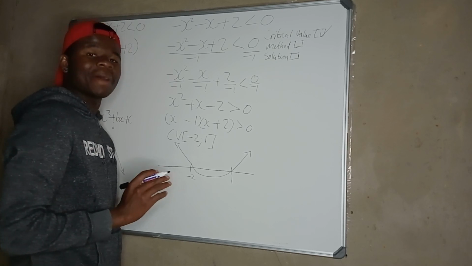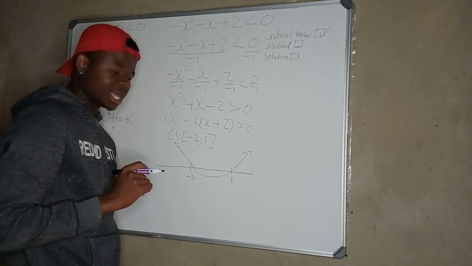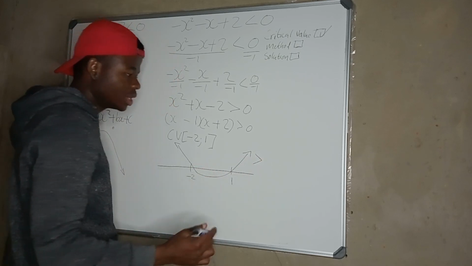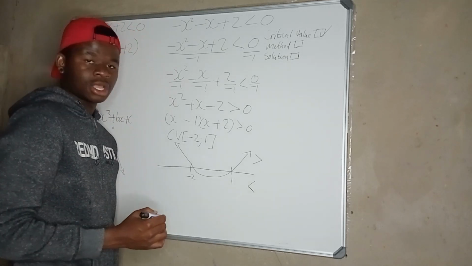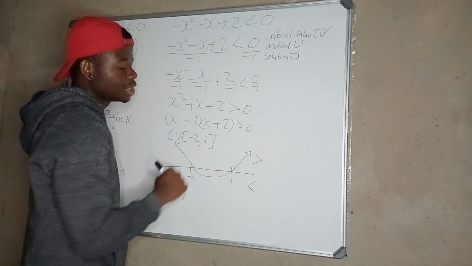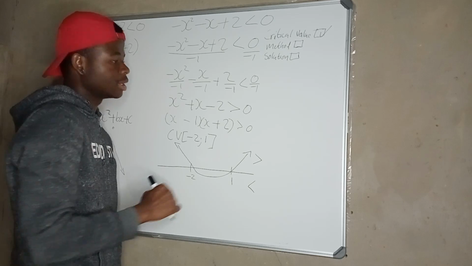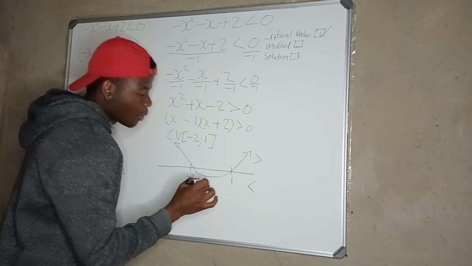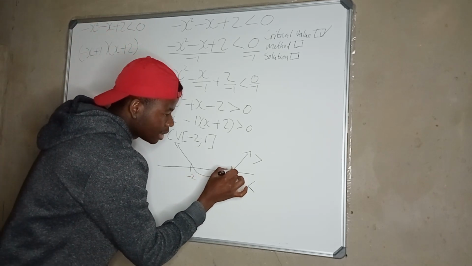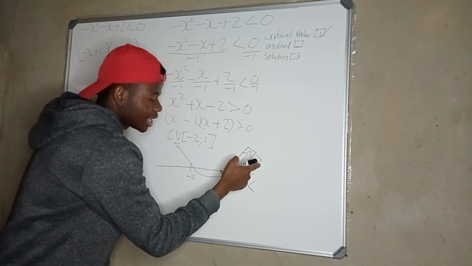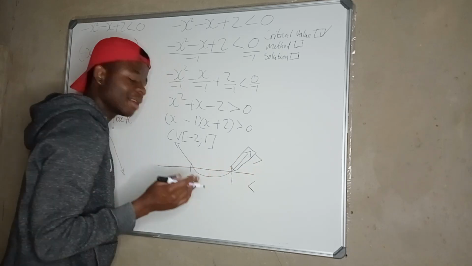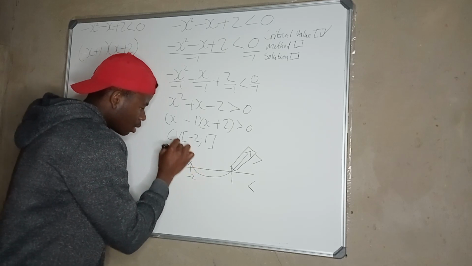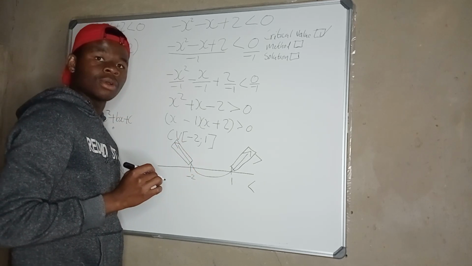When my parabola is above the number line, it is going to be greater, and when it is below, it is going to be less. Look at this solution right here. Is it less or greater? Greater. And then I'm going to highlight my solution. For greater, I'm going to look at the parabola when it is above the number line.